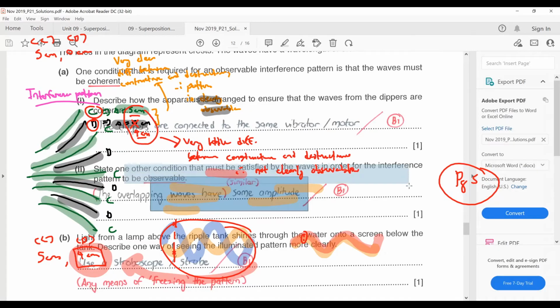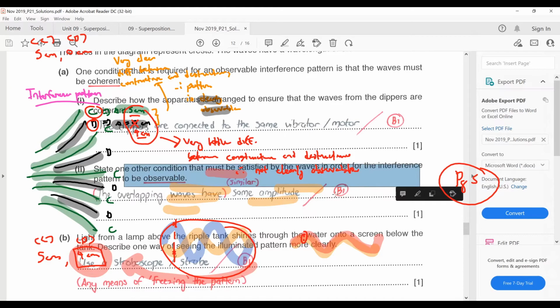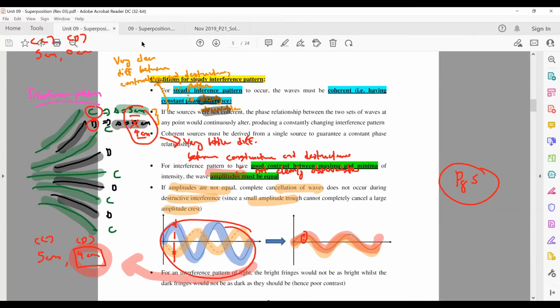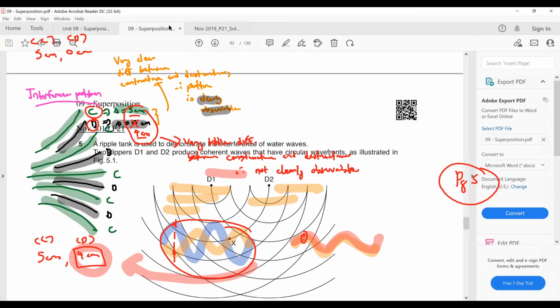State a condition that must be satisfied for the waves in order for interference pattern to be observable. So you can just say that the overlapping waves should have same amplitude. When you have same amplitude, one of the main things that you can see is that you're going to have complete cancellation of the waves. When you have complete cancellation and you're getting 0 centimeter for the amplitude, you can clearly see the difference between constructive and destructive.